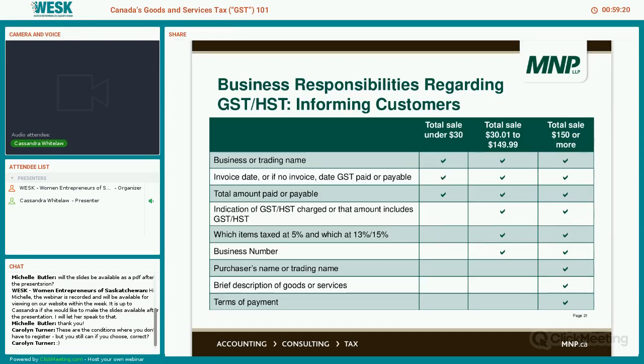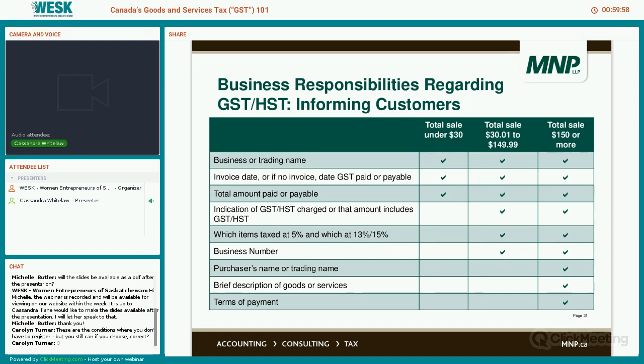All sales, no matter how big or little they are, need to have your business name, the invoice date, and the total amount paid or payable. For sales between $30 and $150, as well as the other three things, you also have to include an indication of the GST charged or that the amount includes GST. You need to put what rate of tax you are charging, and you need to include your business number. For sales of $150 or more, you need to have all of those items, as well as the purchaser's name or trading name, a brief description of the goods or services, and the terms of payment.